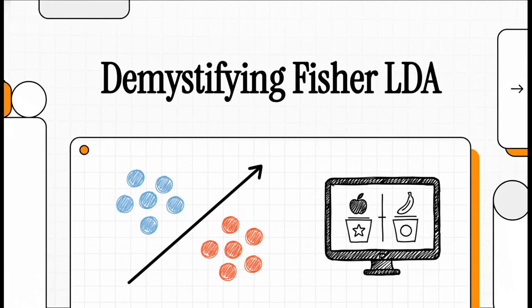Hey everyone, today we're going to crack open a really clever machine learning technique called Fisher Linear Discriminant Analysis, or LDA for short. At its heart, it's this classic, super powerful way to teach a computer how to tell two different things apart. Think about it, like distinguishing between a healthy cell and a cancerous one from a medical scan.